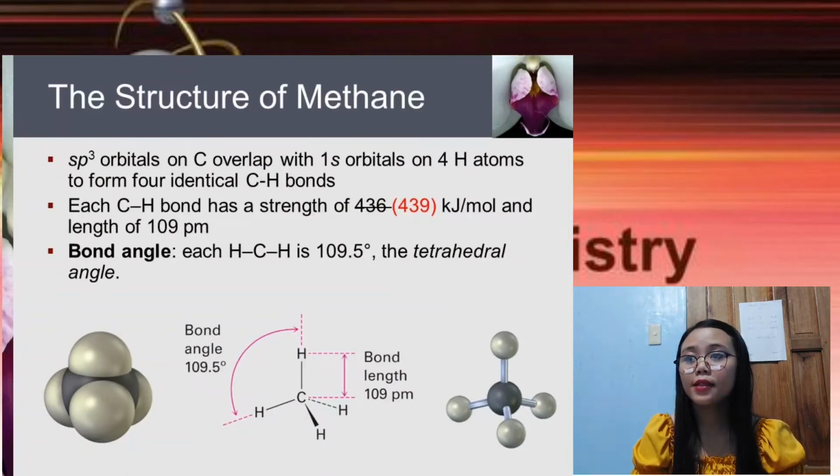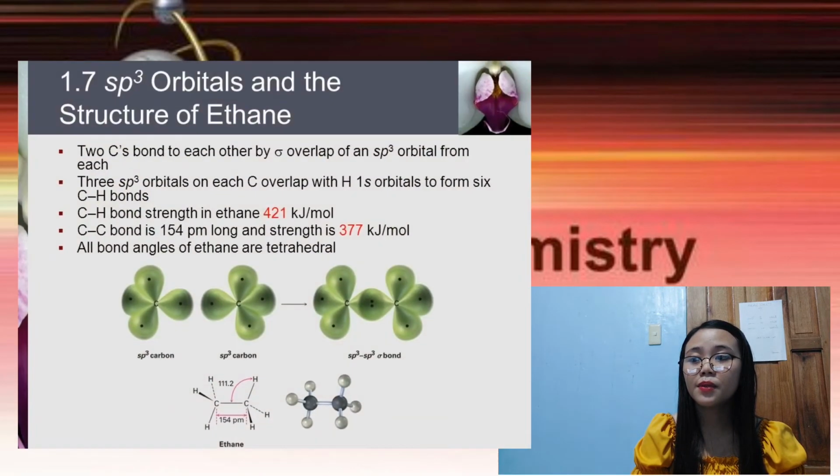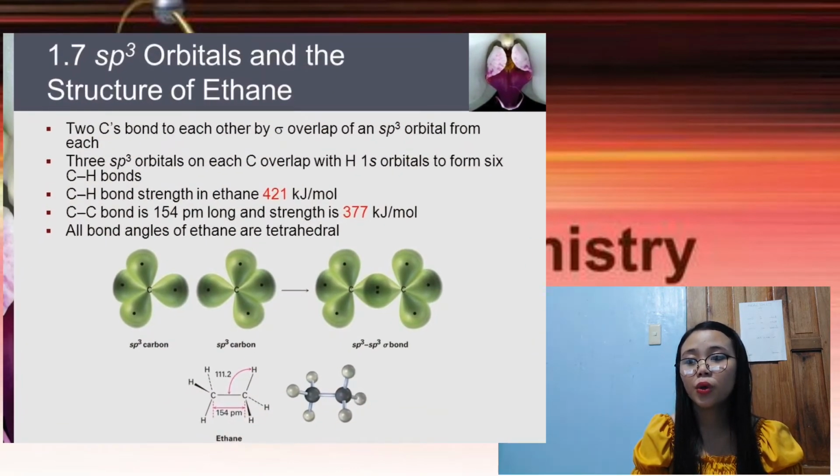sp3 orbitals on C overlap with 1s orbitals on 4 H atoms to form 4 identical C-H bonds. Each C-H bond has a strength of 439 kJ/mol and a length of 109 pm. Bond angle: each H-C-H is 109.5 degrees, the tetrahedral angle. And now the sp3 orbitals and the structure of ethane.